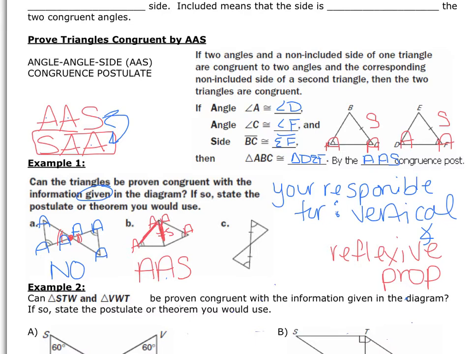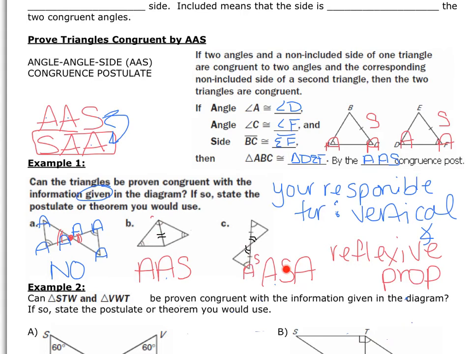In C, the triangles are sharing a vertex, so it's your responsibility to mark the vertical angles. Then you can see you have an angle, a side, and then an angle. So yes, these are congruent by angle, side, angle. Again, you can kind of just look at the differences here. You can see the two angles right next to each other. Here, this side is congruent, and let's mark this angle again. So you can see the difference here. This is angle, angle, side, and this is angle, side, angle.